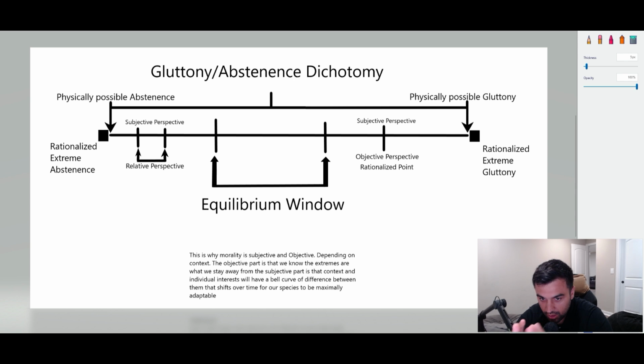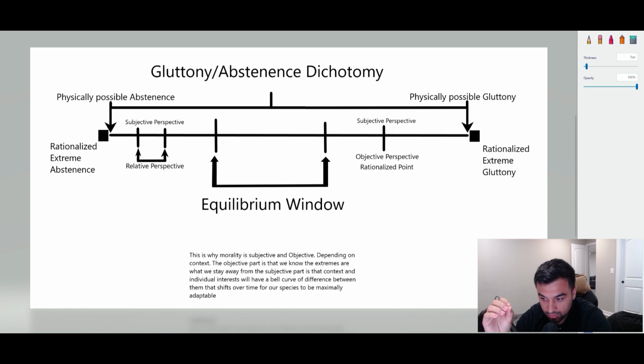And obviously in our Western society we're leaning more and more towards extreme gluttony, and it's shifted our perceptions of everything. We're starting to think of people who are more and more out of shape as being the norm. And the equilibrium window, I wouldn't say it's shifting, but the bell curve of everyone is shifting along the window towards the rationalized extreme of gluttony. So what you can say is the subjective perspective is each individual's perspective of their situation. So, and then you can weigh someone, let's say they weigh 450 pounds.